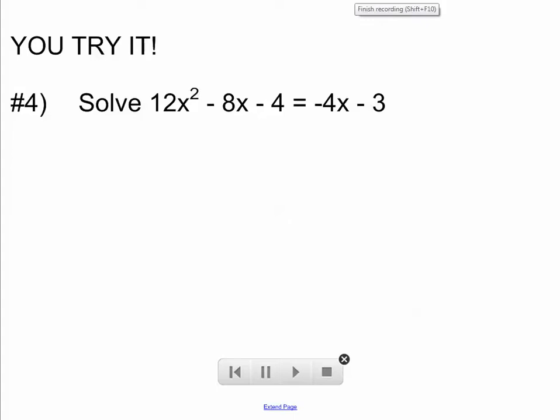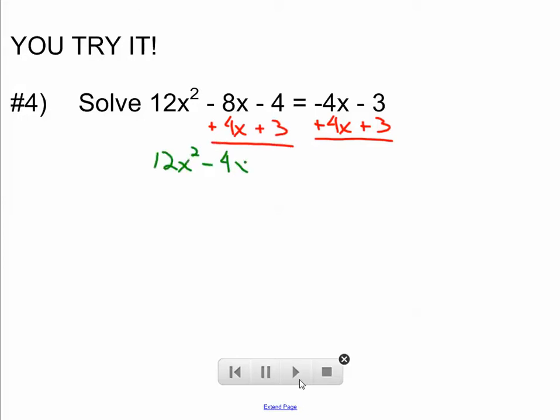Okay, so why don't you guys try this one, put it in standard form first, and then try and solve it by factoring. Okay, here's my solution. I'm going to start off by adding 4x and adding 3 to both sides to get this into standard form. 12x squared minus 4x minus 1 equals 0.